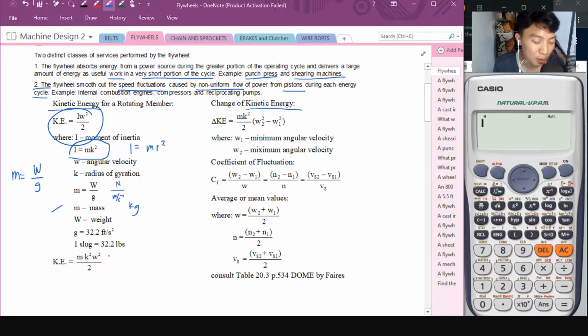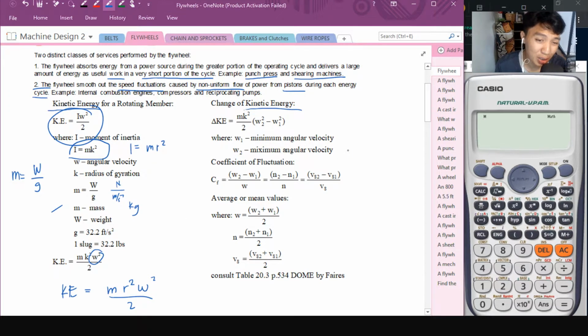Okay. Expounding our KE, if that is equal to 1/2 m r squared omega squared, so KE is equal to m r squared, and the omega, what is this? That omega is, diba, divided by 2, squared. This is angular speed, omega. Okay? Angular velocity or angular speed.